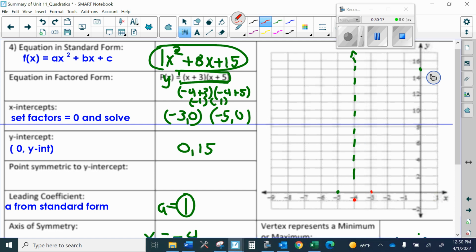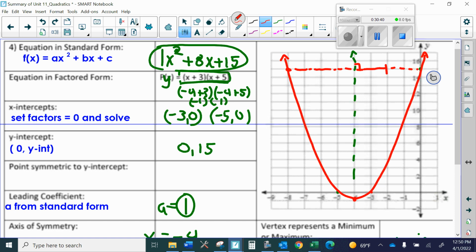Okay, so I know my curve is coming like that through there. And remember, these are dashed because it's not really there. 90 degrees and the same distance. How far is that? 1, 2, 3, 4. 1, 2, 3, 1, 2, 3, 4 right there. So it must come through like that with arrows on the end. There's the graph of my parabola.